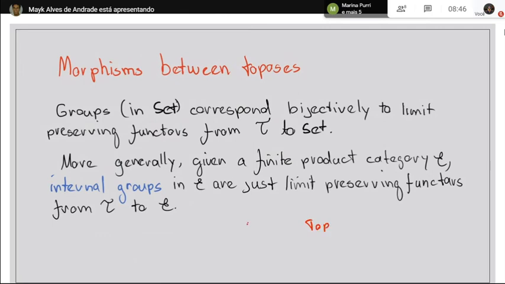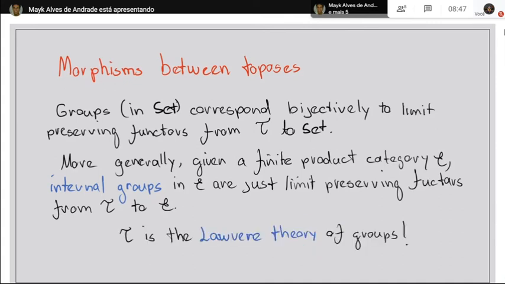Finite product, limit preserving functors from tau to Top correspond bijectively to topological groups, for instance. So we are internalizing the axioms of groups into topological spaces, and more generally, in any other category. Tau is said to be the Lawvere theory of groups. So we have another notion of theory arising here.